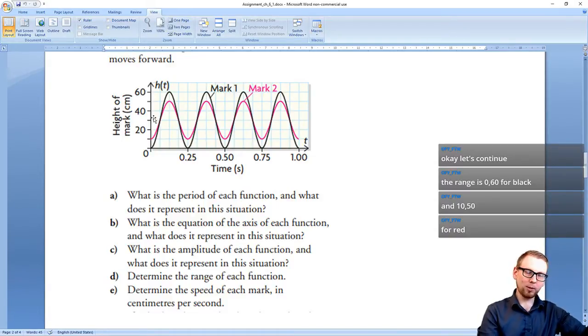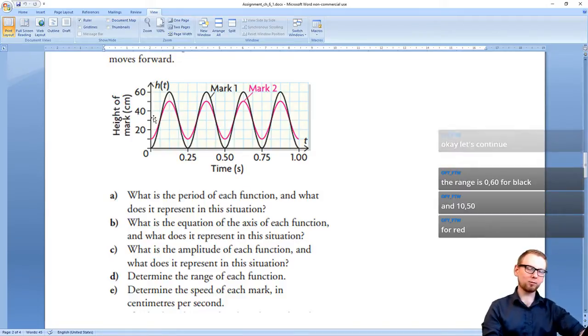Then you need the speed. Now you said you even had the equation for the speed already.